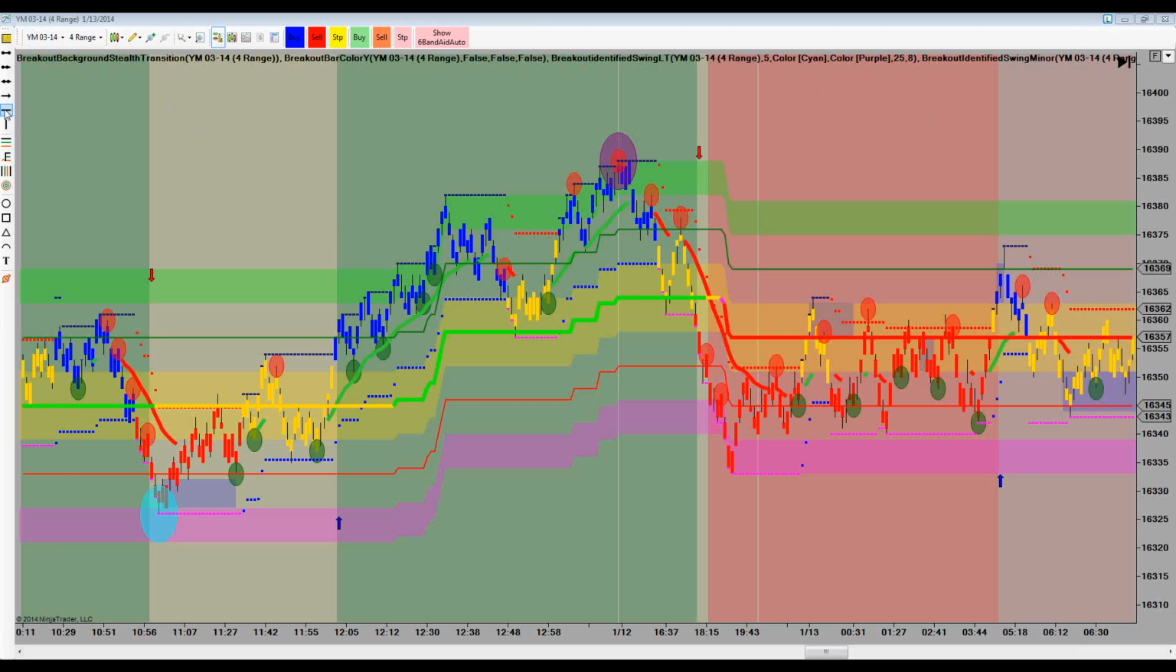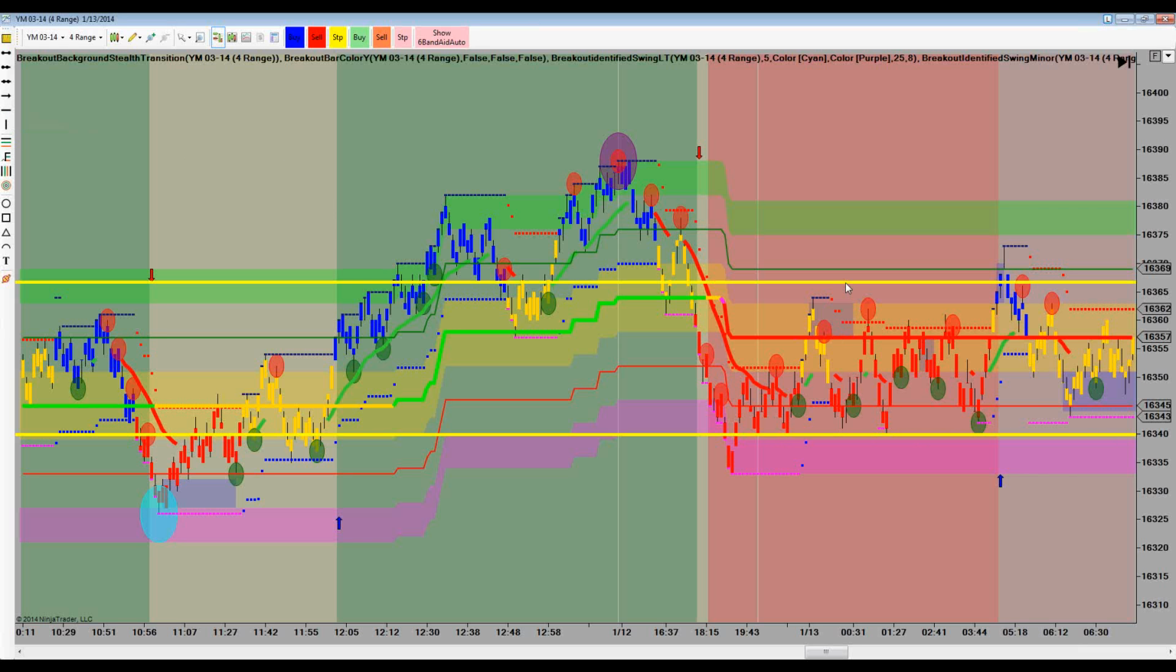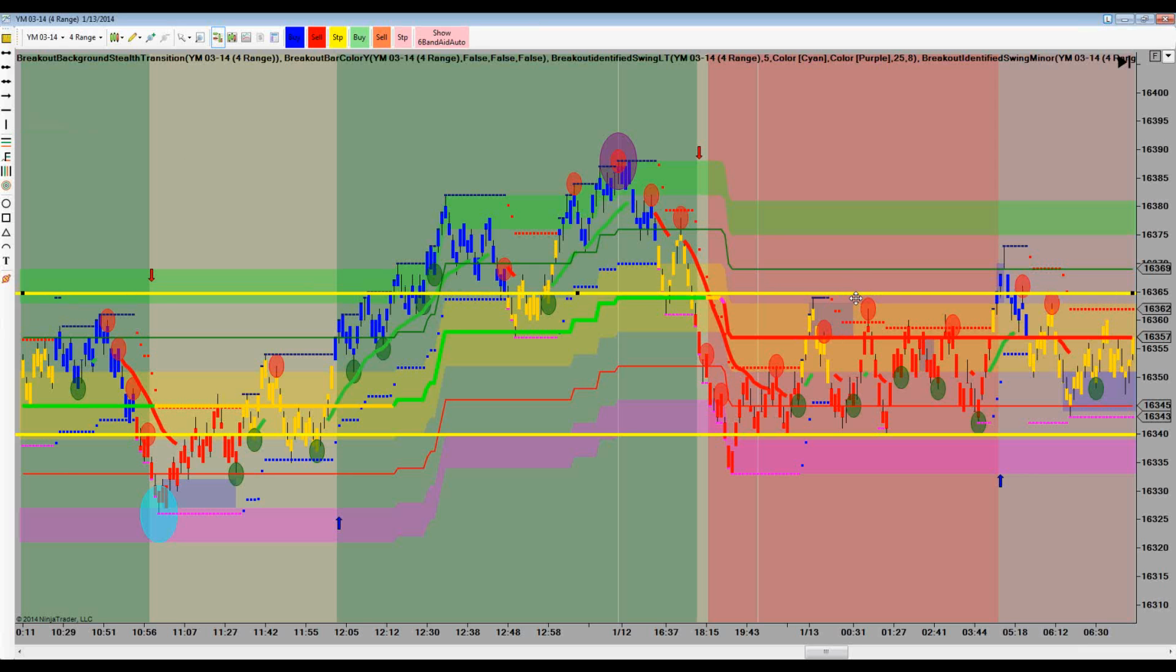You simply take two horizontal lines, put one down here near support, around the 340 area, and put another one up here, somewhere up in here, plus or minus a few ticks.